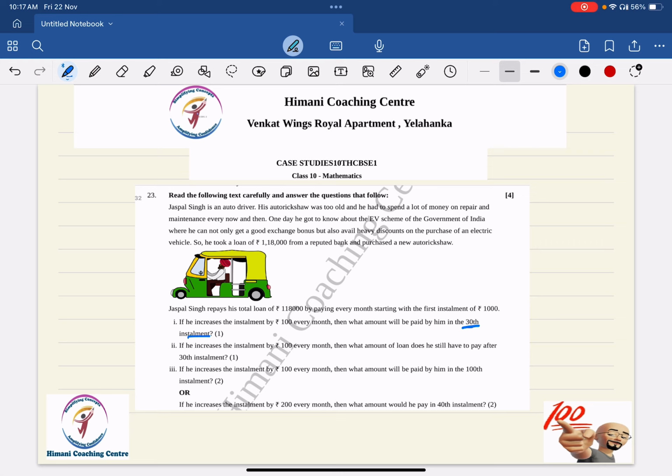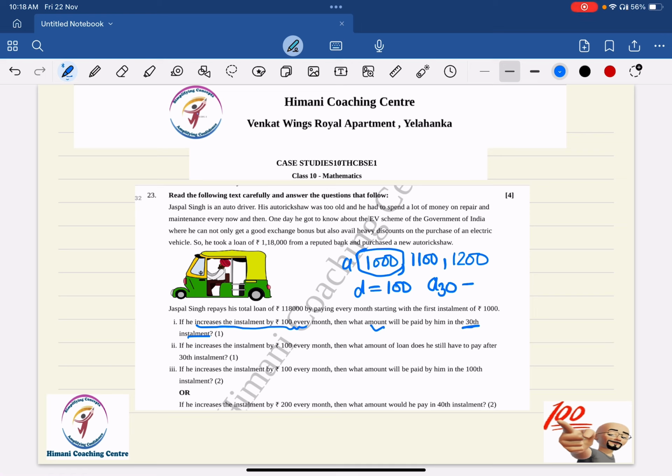Now let us understand. The question says in the first month he pays 1000 rupees, then next month he pays 1100 rupees, in the next month he pays 1200 rupees. If you read the question, what is it saying? If he increases the installment by 100 rupees every month. And we are asked what amount he will pay in the 30th installment. So this is an AP where a is 1000, d is 100, and we are asked to find a30.